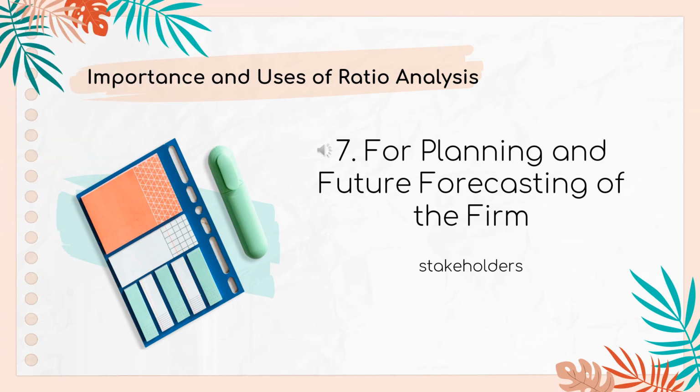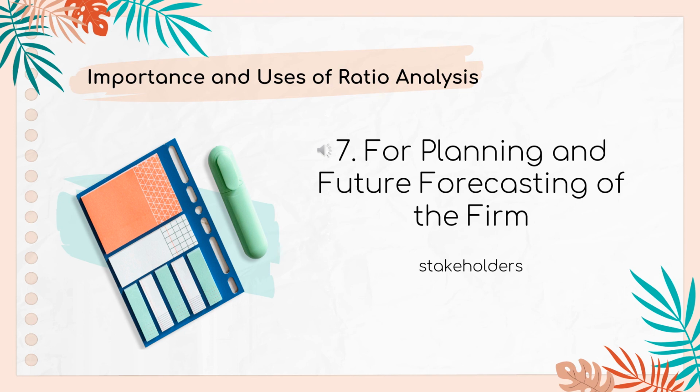Number seven, for planning and future forecasting of the firm. Analysts and managers can find a trend and use a trend for future forecasting, and it can also be used for important decision making by external stakeholders like the investors.